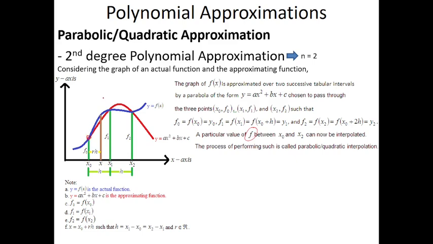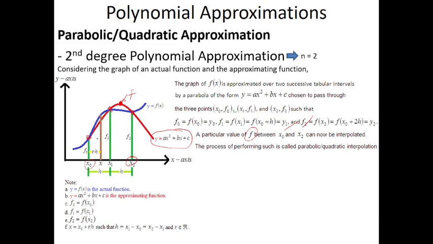So these are the indicated points, right? How about this point? Okay, so we are to determine the value of f here using the equation y equals ax squared plus bx plus c. We are to determine the value of f, the value of the function, between x sub 0 and x sub 2.